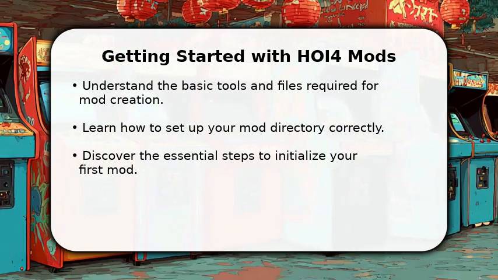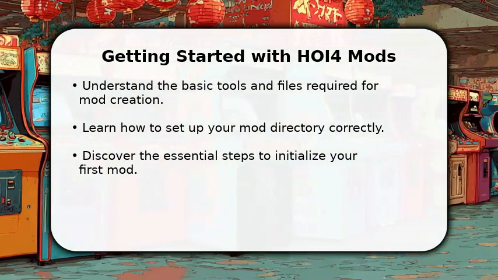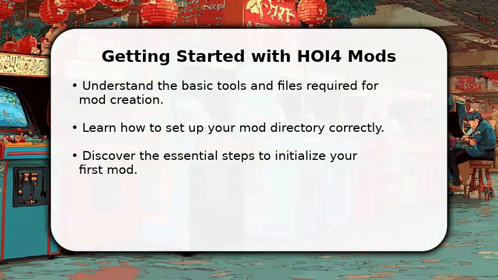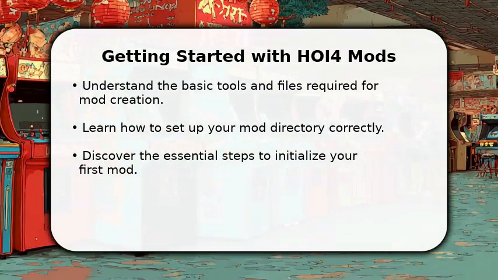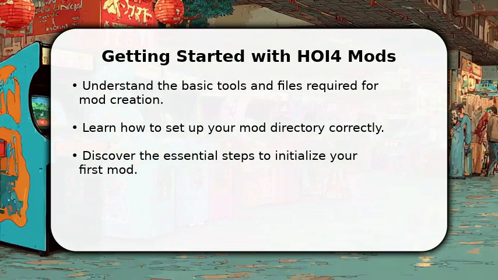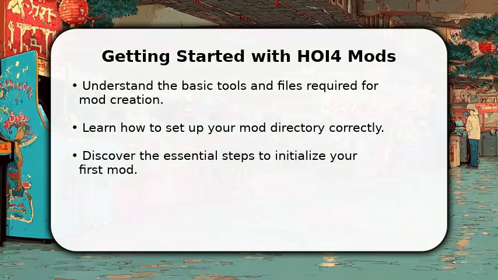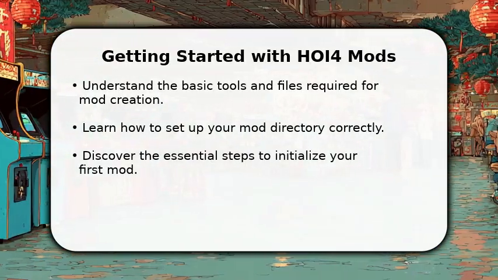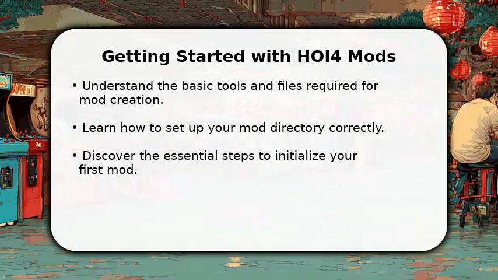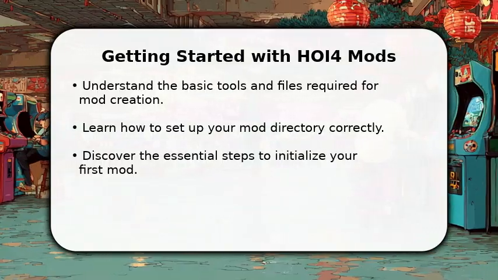In this video, I will explain how to make a Hearts of Iron 4 mod. First, you will need to locate your game directory and create a new folder within the mod folder. This new folder will house all your custom files. Inside, create a descriptor file, which is a simple text document outlining your mod's name, version, and supported game version. This initial setup is crucial for the game to recognize your creation. We'll cover the exact file structure in detail.